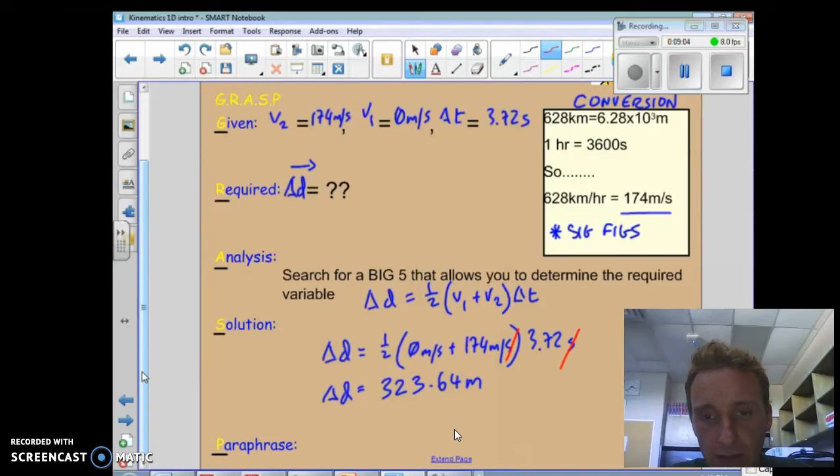How can we confirm that? Well, the seconds value should have cancelled, leaving you with meters. Remember, the units can cancel, and that's always a good way of double checking. You've got the correct units.